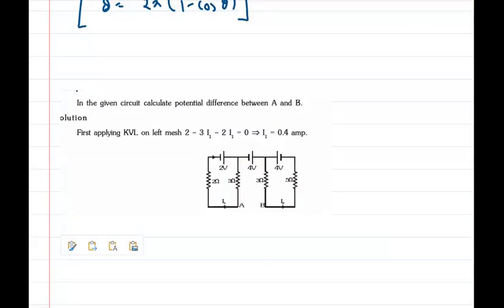Right. So we have to find the potential difference between A and B. That is what we need to do. How to do that? Question is this.